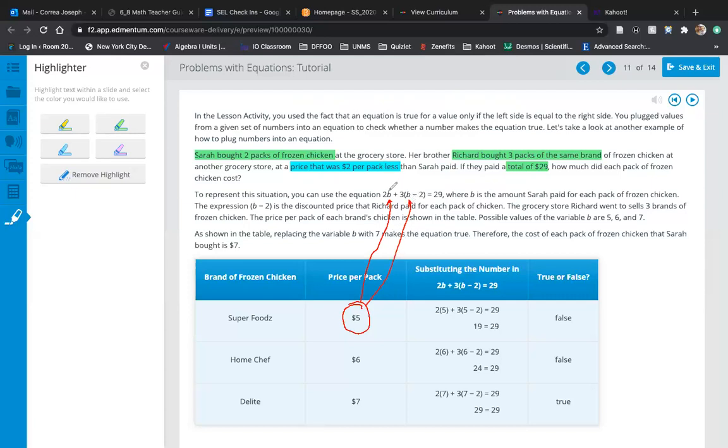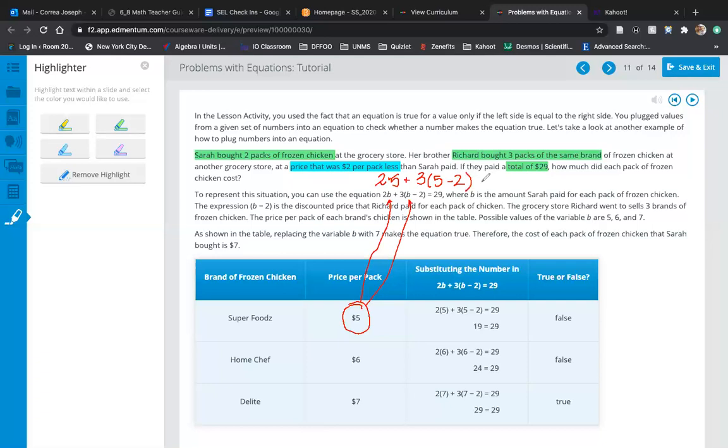So all that means is I would rewrite this scenario and I would say, okay, so that's 2. Remember, if it's next to it, that means multiplication. So I have to write the multiplication once I substitute. Otherwise, it's going to look like I'm just writing 25. So 2 times 5 plus 3 times 5 minus 2.